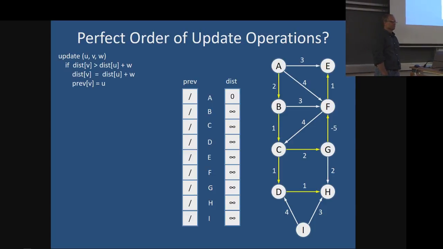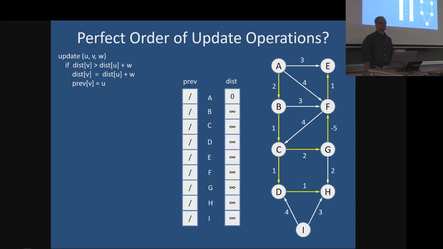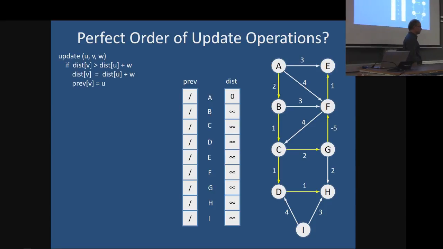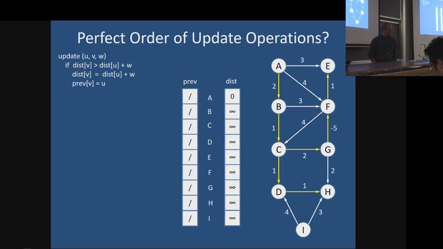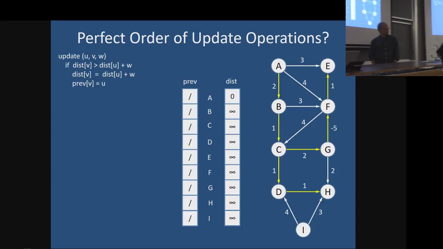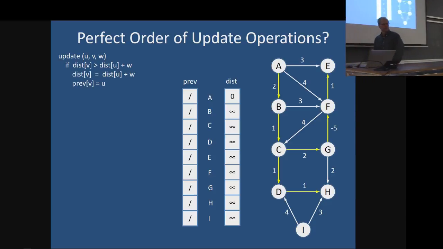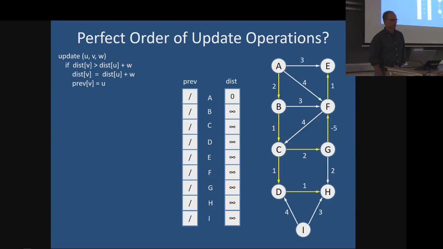Don't the yellow arrows create a DAG? Yeah, he says, don't the yellow arrows create a DAG? Yes, in fact, they create a tree. It's stronger than that. So the point of this is that the algorithms are not going to discover, generally speaking, the optimal order of updates. But an optimal order exists. And it's possible to determine the optimal order.